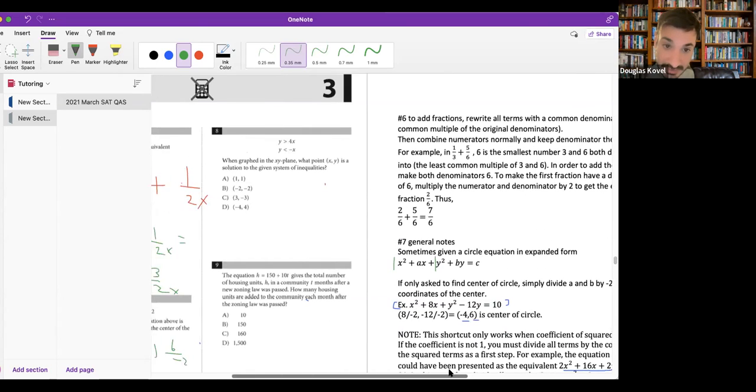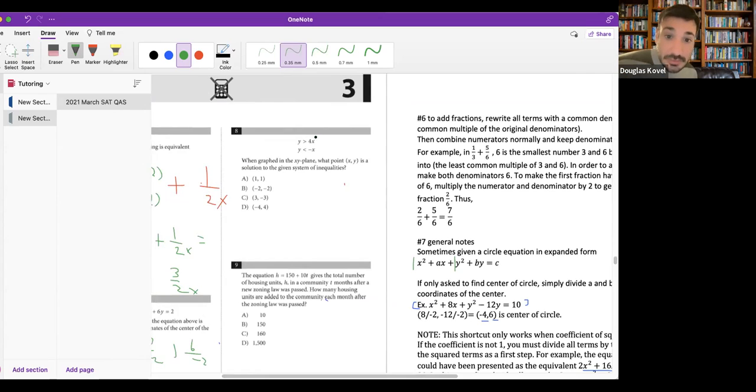So to take an example, here we have these two inequalities, and they're saying when graphed in the xy plane, what point is a solution to the given system of inequalities? So I'm literally just going to go through each choice one by one and plug them into both inequalities. So if I start with choice A, I see my x value is 1, and my y value is also 1. So I'm going to substitute in 1 for x and 1 for y into each inequality.